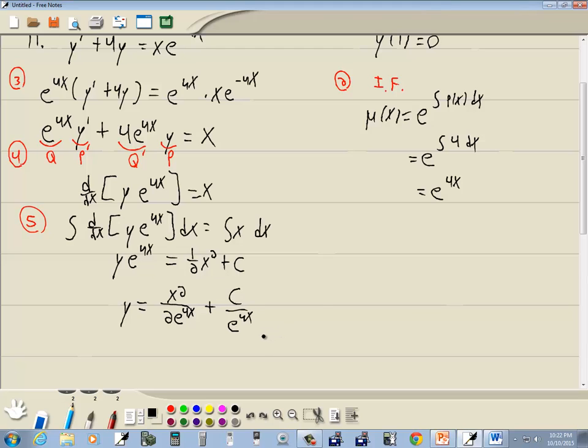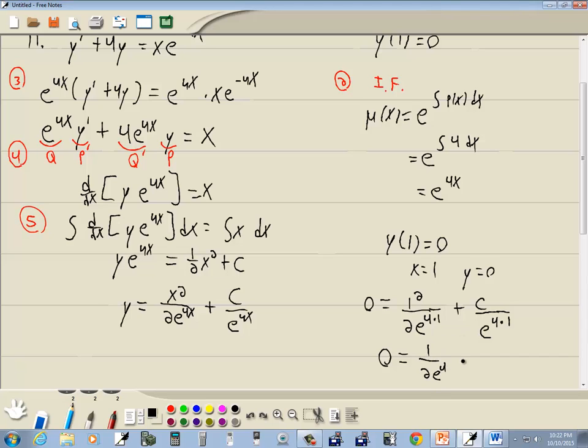Now over here on the side, I want to apply this initial condition. They're specifically telling us that x is equal to 1, and they're telling us y is equal to 0 with this notation. So we're going to go to this equation we just found, and we'll plug in these values. Put 0 in for y, put 1 in for x, 2e to the 4 times 1, plus c over e to the 4 times 1. Well actually 1 squared is 1, 2e to the 4th, plus c over e to the 4th.